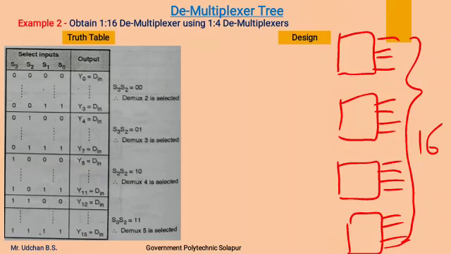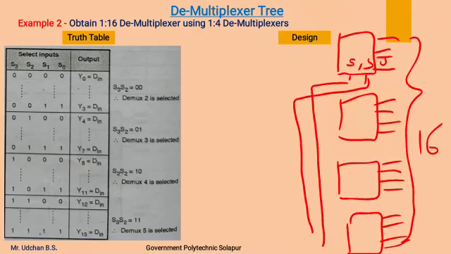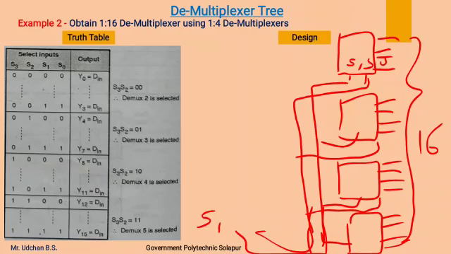Now each demultiplexer is 1:4, so each has 2 select lines, that is S1 and S0. I will short all the select lines together to form 2 select lines. This is how we can short together the select lines. Now your space is less, so these are the 2 lines, S1 and S0. Now each demultiplexer has a data input line.